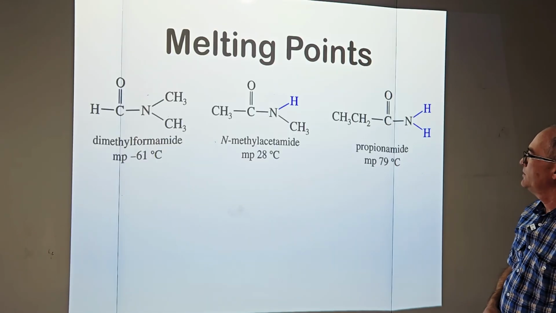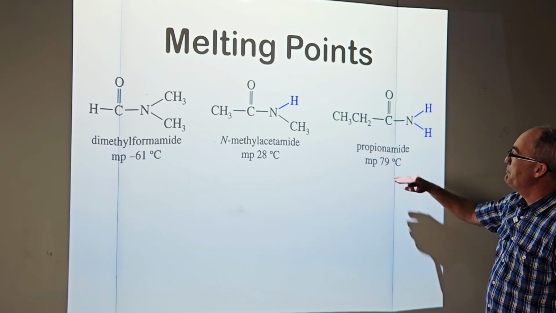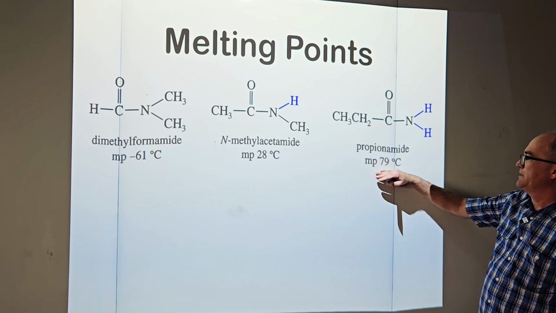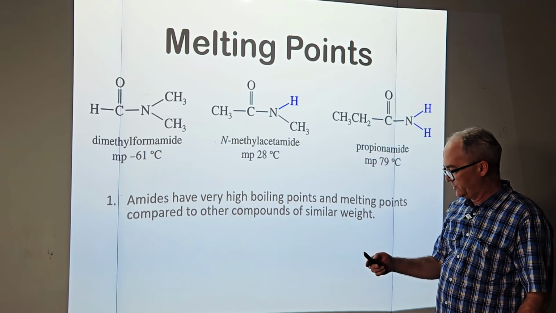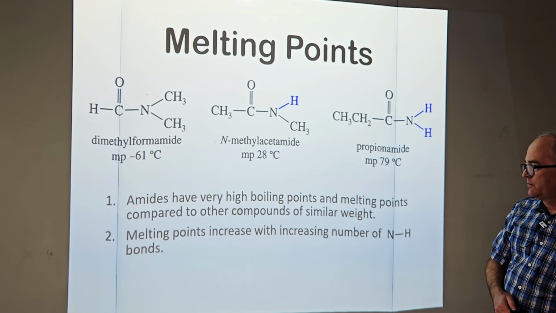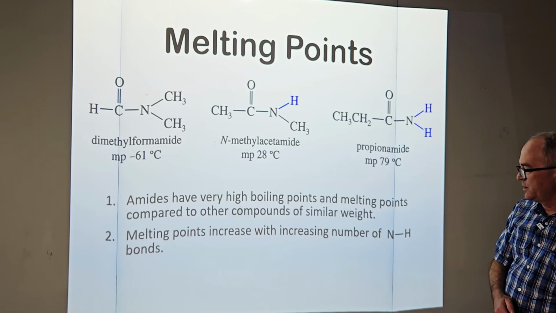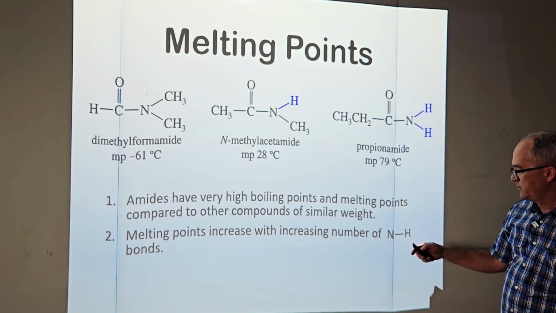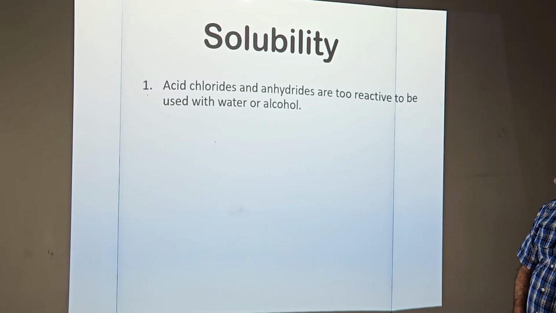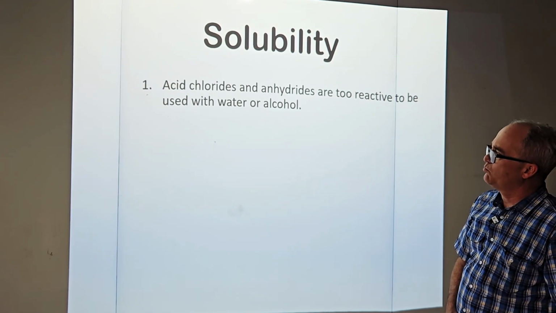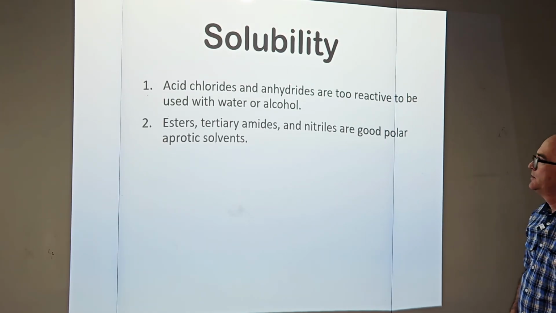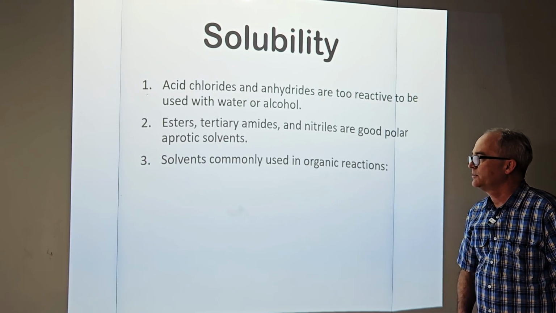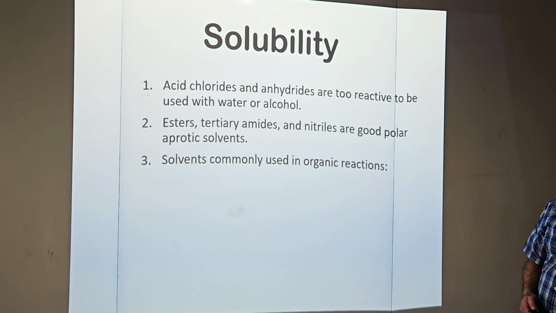So here we see melting points. This looks like a boiling point. 80 degrees Celsius, very high boiling points and melting points. Compared to other compounds of similar weight, melting points increase with increasing number of nitrogen-hydrogen bonds. Acid chlorides and anhydrides are too reactive to be used with water and alcohol. Esters, tertiary amides, and nitriles are good polar aprotic solvents. Solvents commonly used in organic reactions.